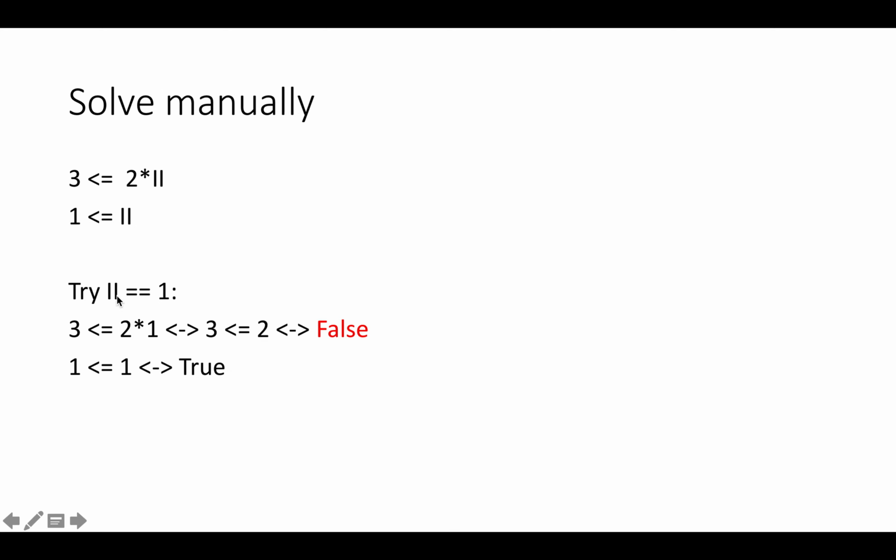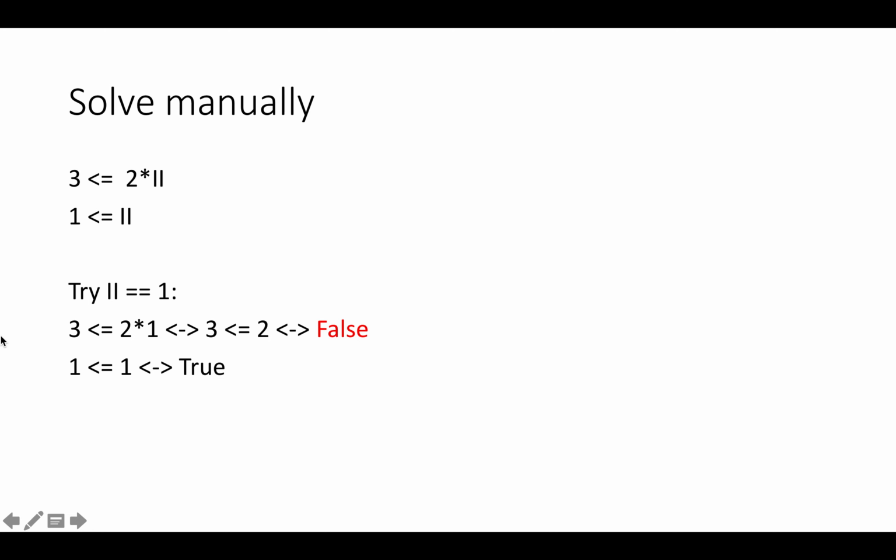So let's just try to solve this manually. Well, let's try the smallest possible initiation interval we can get with this constraint, which is 1. If the initiation interval is 1, 1 is less than or equal to 1, so that's fine. But then we'd have 3 is less than or equal to 2 times 1, which is 3 is less than or equal to 2, which is logically equivalent to false, right? So the initiation interval of 1 doesn't work.